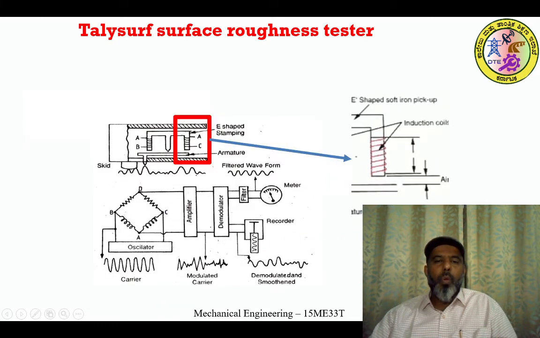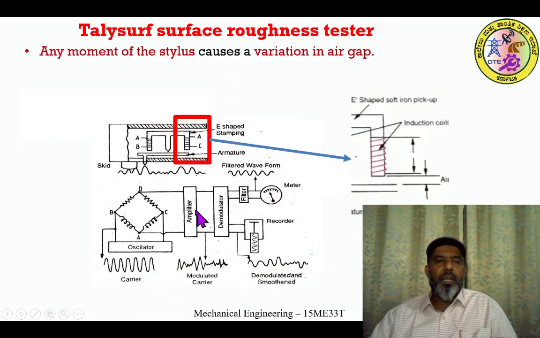Now when there is a vertical upward movement of the stylus, it causes variation in air gap. Air gap means the distance between the free end of the outer leg of the E-shaped stamping and the armature. I have shown the enlarged view here. This is the free end of the outer leg of the E-shaped stamping, and this is the armature. This gap is known as the air gap.